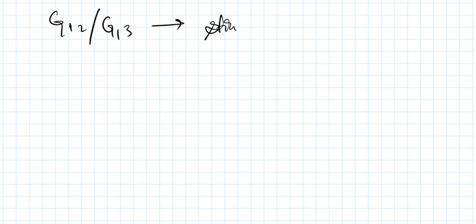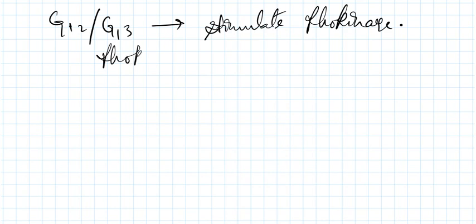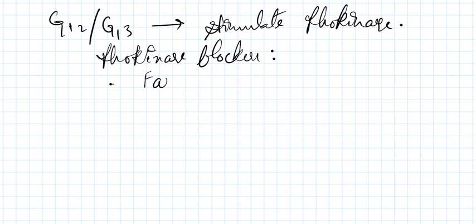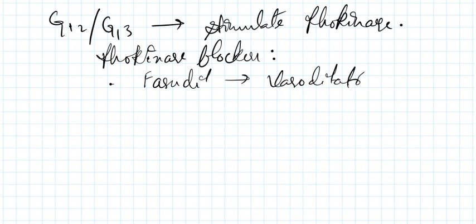Now one more type is G12 or G13. What these receptors do is they simply stimulate Rho kinase. The examples of Rho kinase blockers are very important. What are the examples of Rho kinase blockers? First one is fasudil. It is a potent vasodilator in stable angina.